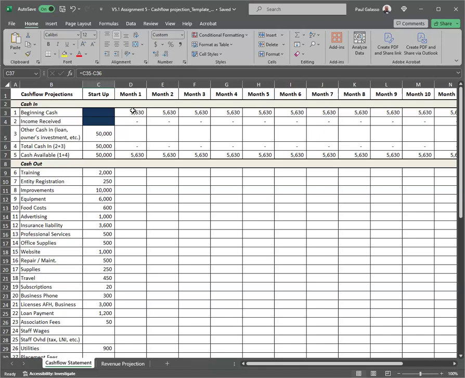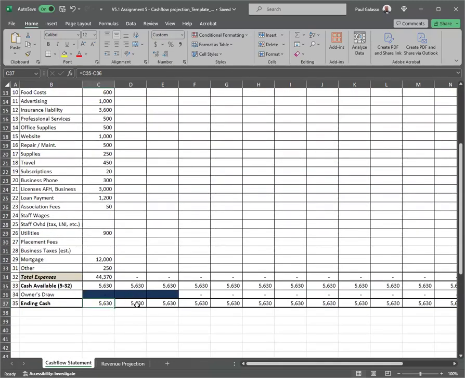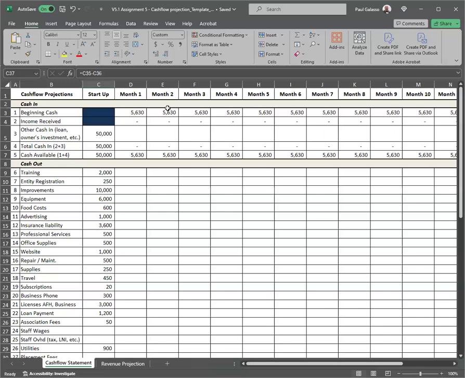So our beginning cash at the beginning of month 1 is going to be the ending cash for the startup phase. So every month, whatever you have as ending cash for the previous month is going to be the beginning cash for the following month. Okay, does that make sense?